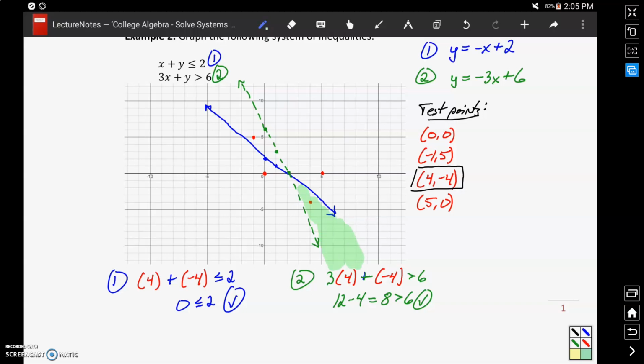If we looked at plugging in 0, 0, negative 1, 5, or 5, 0, they would fail to make both inequality statements true, meaning those wouldn't be the regions that we want to shade as our final solution.